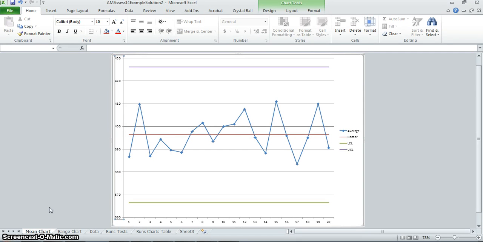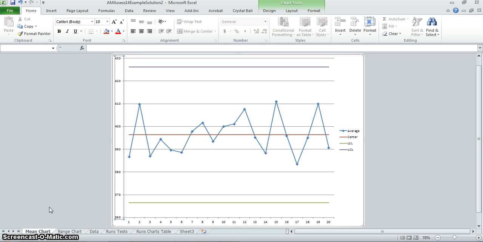This video discusses the runs test that can be used to analyze patterns in control charts that may be worth investigating as we embed these control charts and the processes in a continuous improvement program. Here we have the mean chart that was developed in the last video for the 20 samples of 5 steaks that were taken and measured by the butcher for weight.